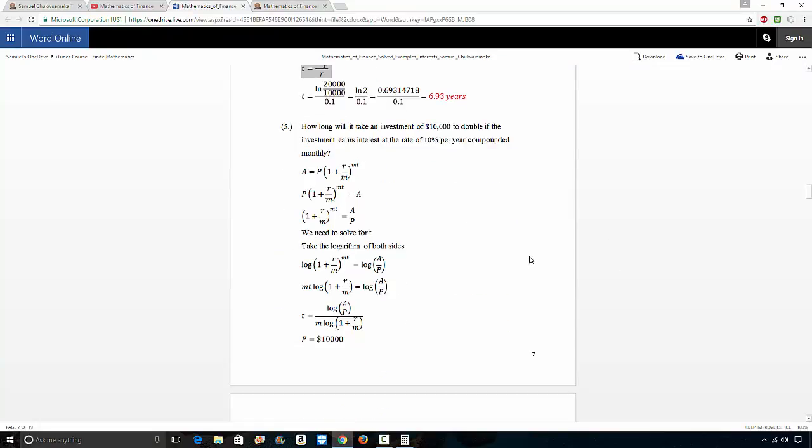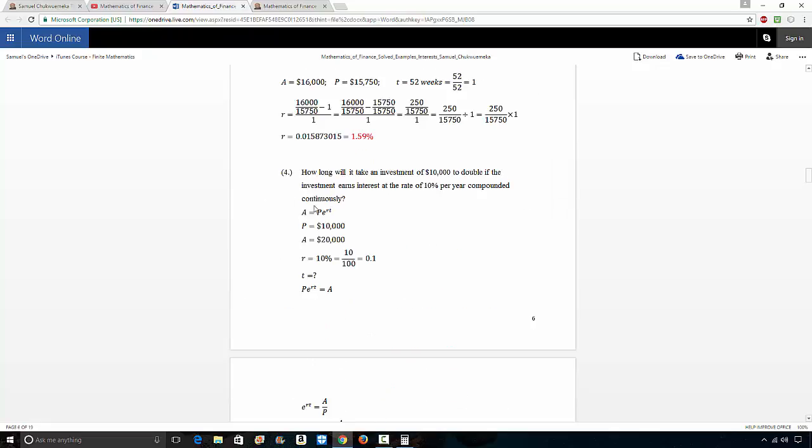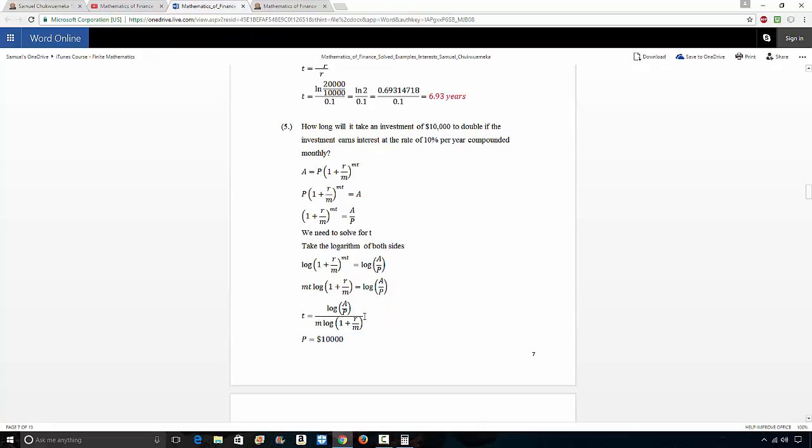Let's see here. Okay, number 5. Let's do this one. How long will it take an investment of $10,000 to double if the investment earns interest at the rate of 10% per year, compounded monthly? So this is similar to this. The only difference is that this is compounded continuously and this one is compounded monthly. So we're going to use the formula for compound interest to do this. And this is the formula right here.